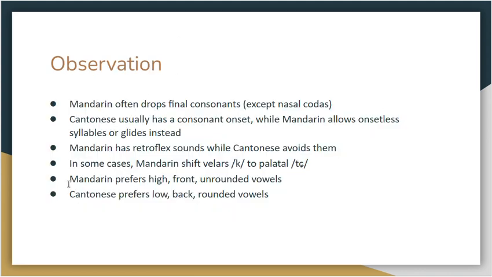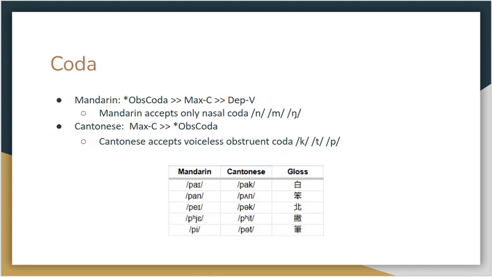And here are some observations about vowels, but I didn't really formulate them: Mandarin prefers high front unrounded vowels, and Cantonese prefers low and back rounded vowels. So the first thing we should posit with OT is the coda. Mandarin doesn't allow stop codas, only nasal codas. But Cantonese allows stop codas, so it accepts voiceless stop codas like p, t, k.